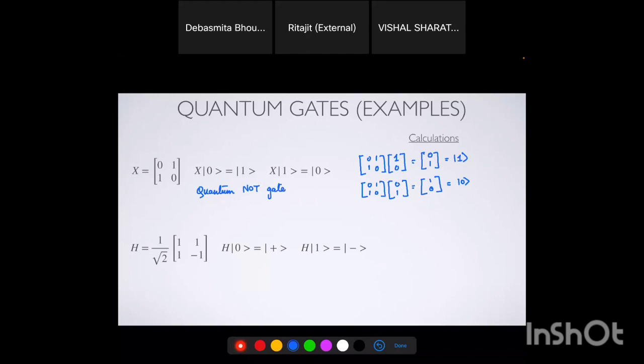What does a classical NOT gate do? In a classical system, we have a NOT gate which is denoted like this. It takes 0 to 1 and 1 to 0. The quantum gate is also taking 0 to 1 and 1 to 0, so it is a quantum analog of the NOT gate. Similarly, you can have the Pauli gates: Z gate, Y gate. We will see the Z gate a few slides later. But let's come to the Hadamard gate.